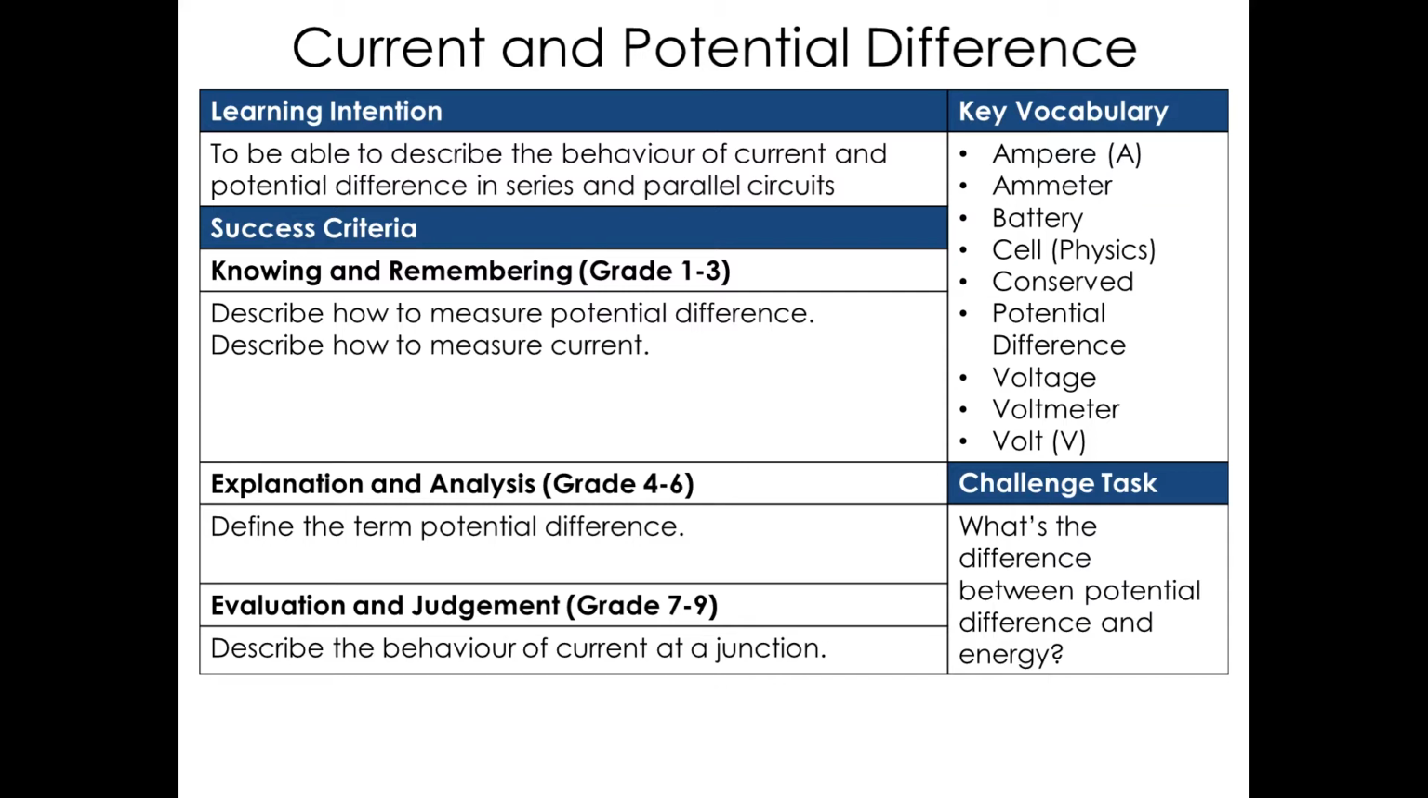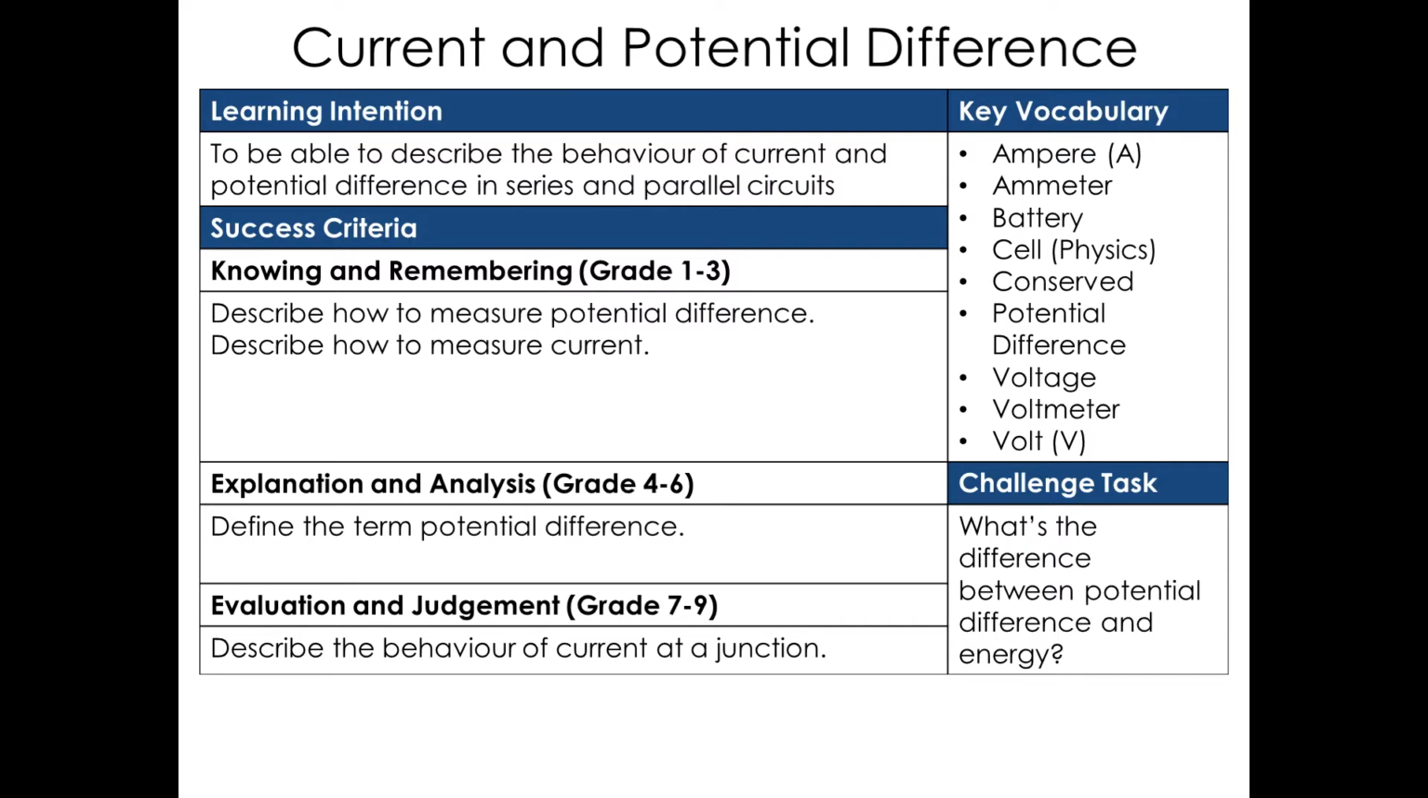Key vocabulary for today is the word ampere, which is the unit of current, ammeter, which is what we use to measure current, battery and cell, which we covered yesterday. Remember, a cell is an individual piece, what we would often call a battery in everyday life, and a battery is more than one cell connected in series.